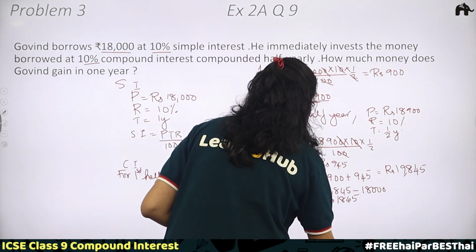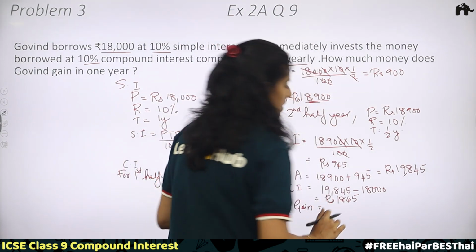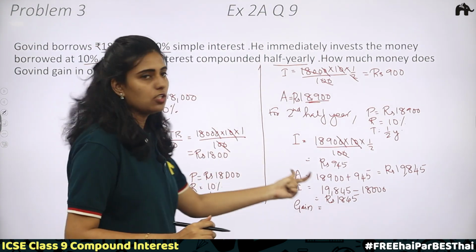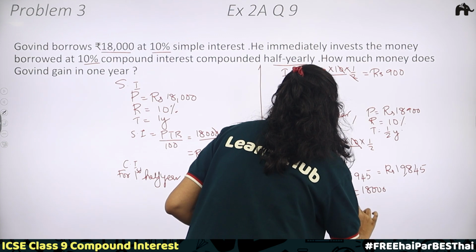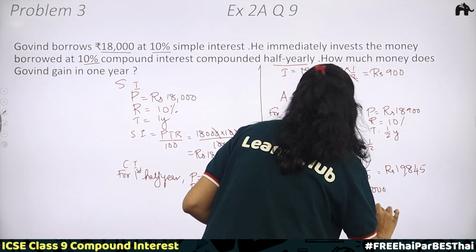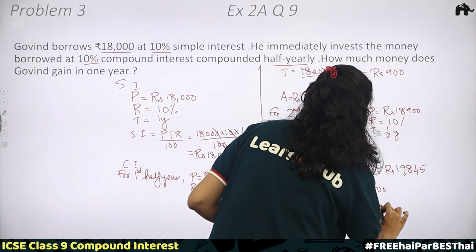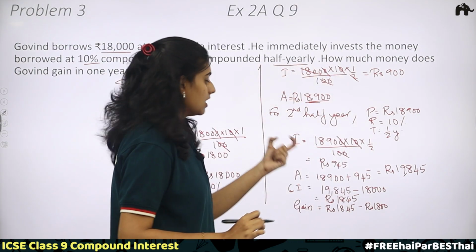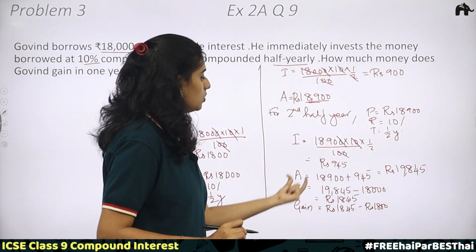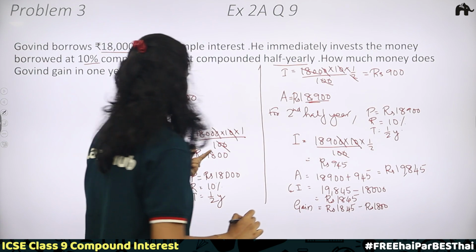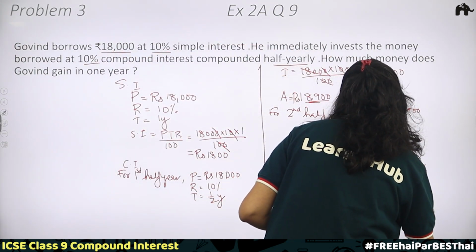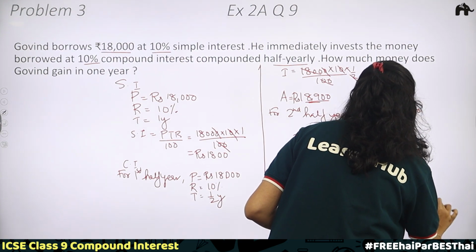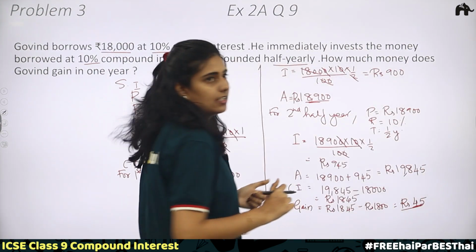Okay, now what is this gain? To get the gain, we have to subtract the simple interest from the compound interest. Rupees 1,845 minus rupees 1,800. Why is he having gain? Because here the compound interest is greater. Compound interest amount is greater than the simple interest amount. Yes. So that is equal to rupees 45. So rupees 45 is Govind's gain.